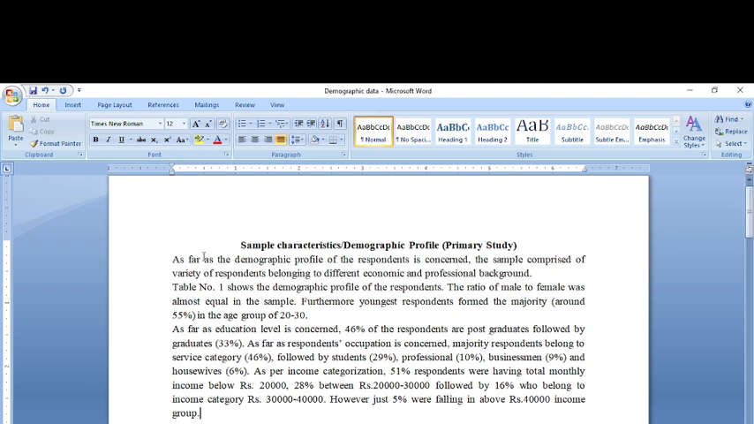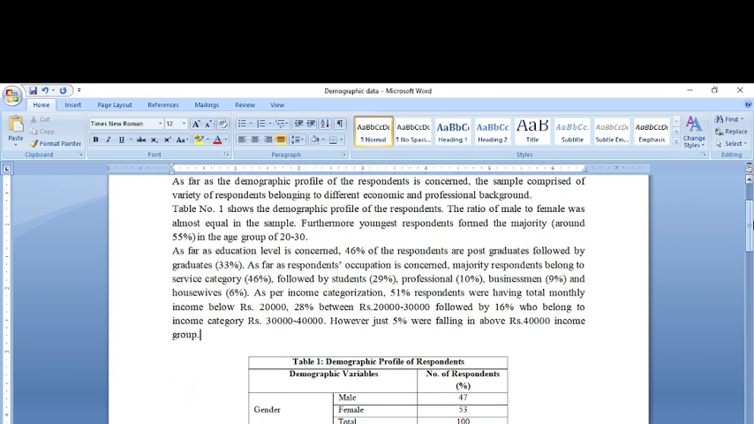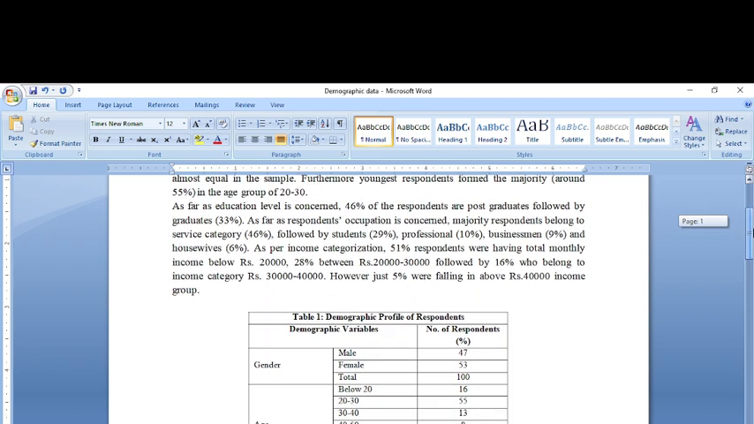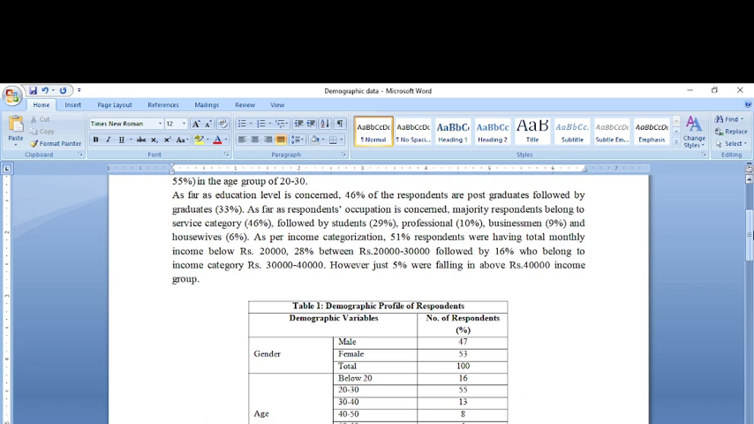And then you can give a paragraph as I've given, that as per the demographic profile, the sample constituted a variety of economic and professional backgrounds. There were a majority of females, that is 53% were female and 47% were male. As far as the educational background is concerned, 46% were postgraduates followed by 33% graduates. As far as the respondents' occupation is concerned, 46% were from the service category, 29% were students, 10% were professionals, 9% were businessmen, and 6% of the ladies that constituted the sample were housewives.